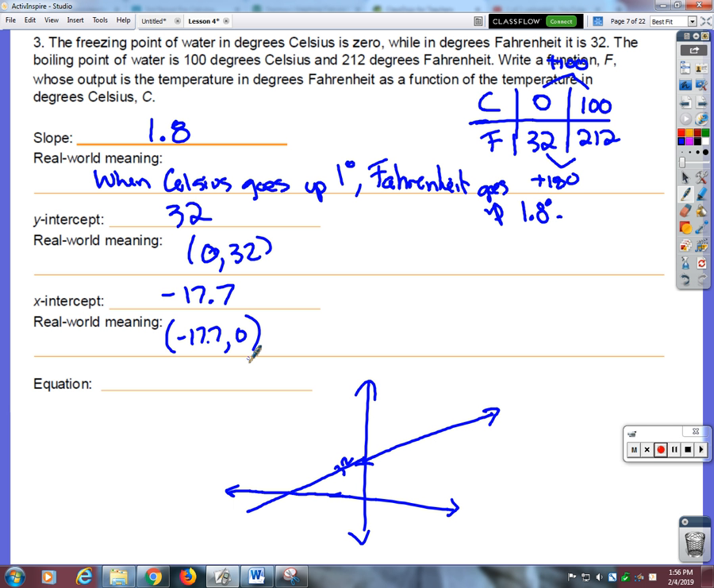Okay, so what's the equation? We know the slope, we know the y-intercept. Oops, sorry. We want Fahrenheit. Fahrenheit is equal to 1.8 times the Celsius degrees plus 32.